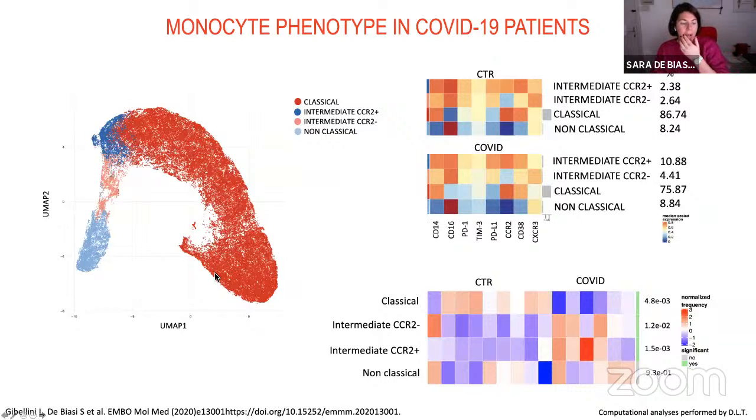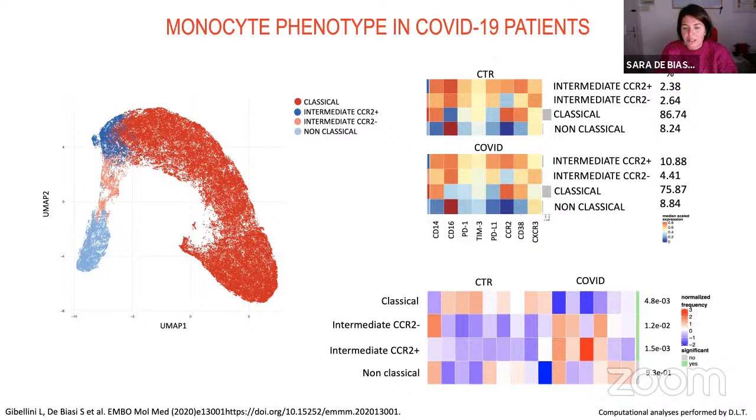And here, for example, we published this paper a few months ago about monocyte phenotype in COVID-19 patients. We performed a very easy flow cytometric panel involving the study of CD14, CD16, PD1, TIM3, PDL1, CCR2, CD38, and CXCR3. And we were able to characterize by FlowSOM and represent by UMAP 4 different clusters of monocytes. First of all, we identified classical monocytes on the basis of the expression of CD14 and CD16, and 2 different subpopulations of intermediate monocytes on the basis of the expression of CD14, CD16, but also CCR2, which is a receptor that is able to induce migration of monocytes.